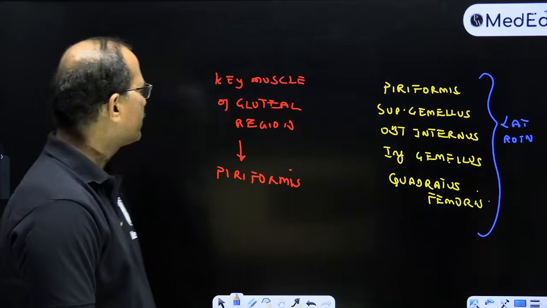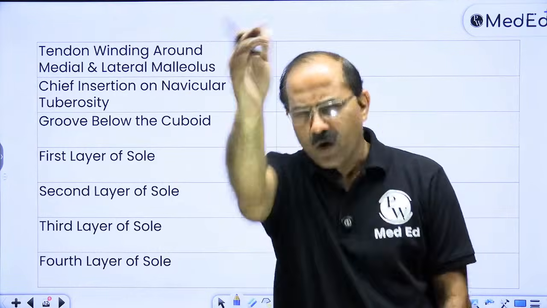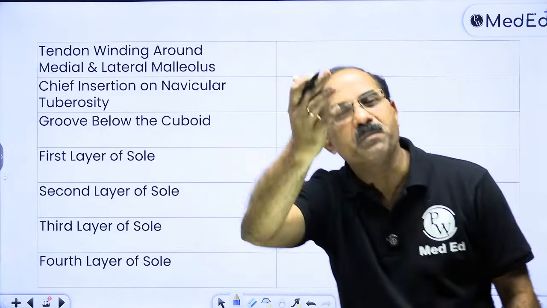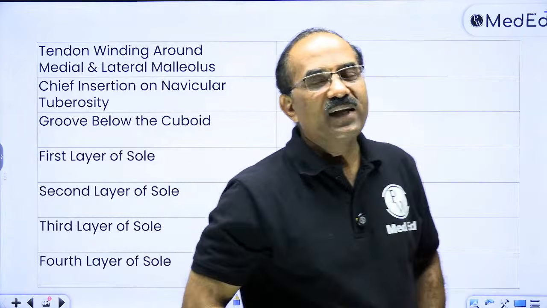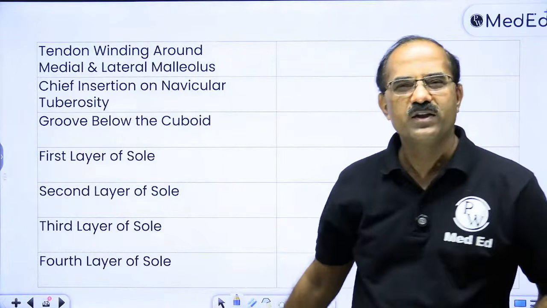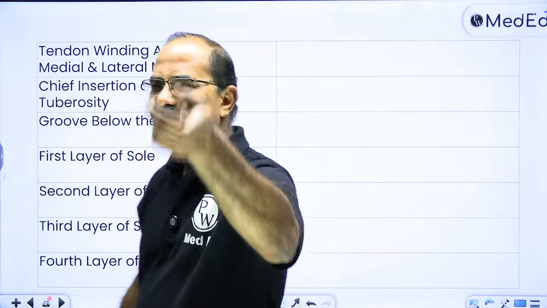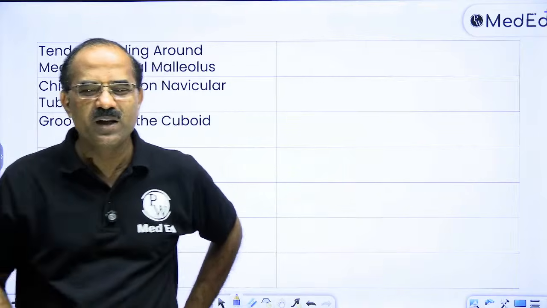Very good. Great. Now one short, as in a MCQ short. Tendon winding around the medial malleolus. Come on, that's a very important MCQ. Which is the tendon which hooks around the medial malleolus? You know the medial malleolus, on the medial aspect of the leg. There's a tendon which turns around the medial malleolus. What is the name of this tendon?